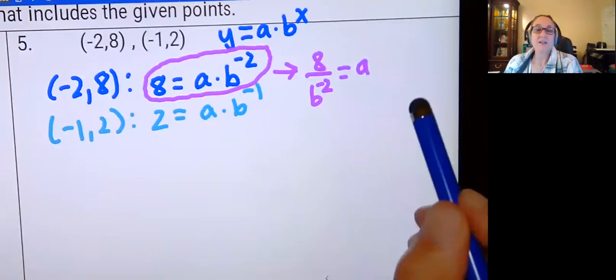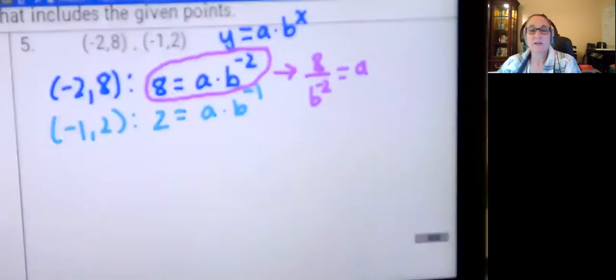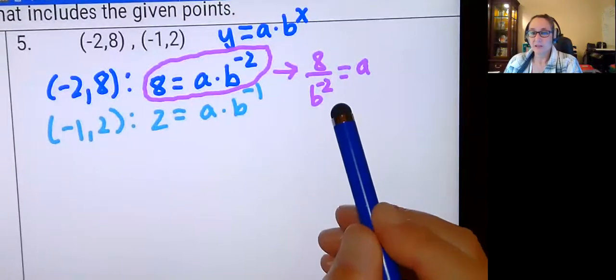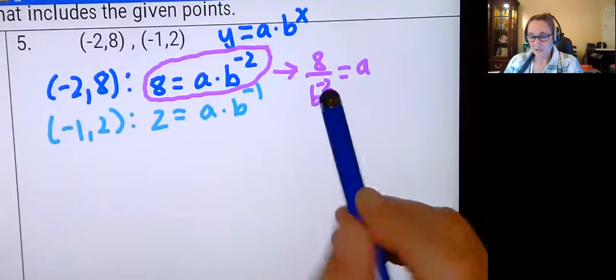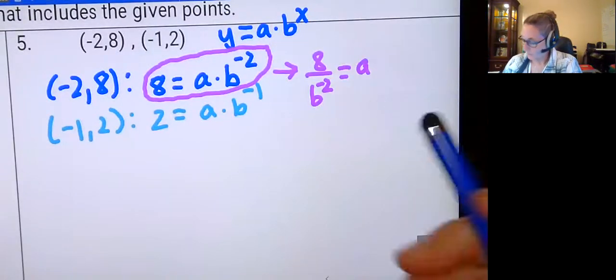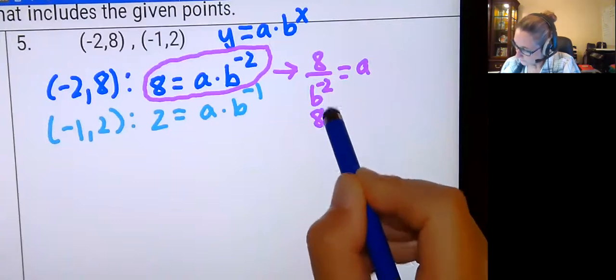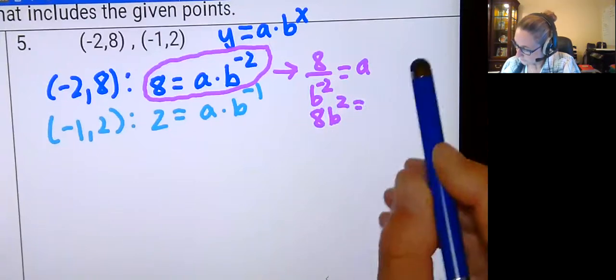Now, b to the -2nd, I don't like that -2nd. If it's a negative exponent, you can move it up. So this ends up being 8b squared is equal to a.